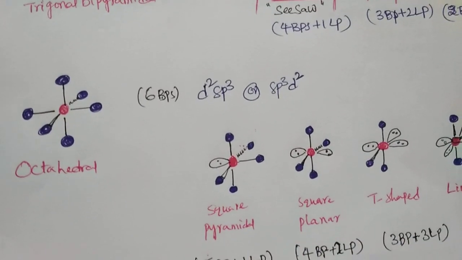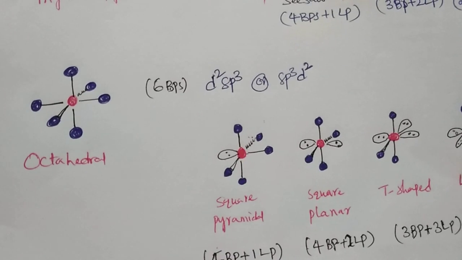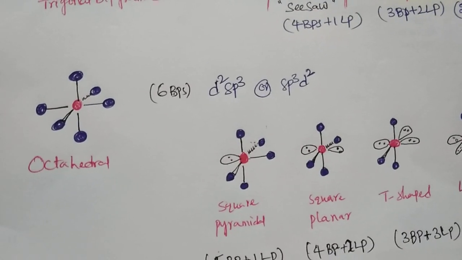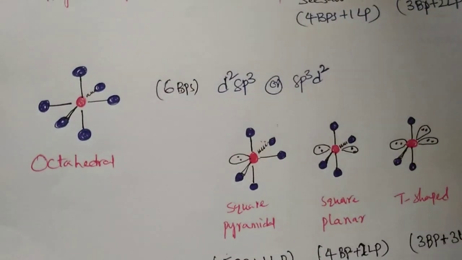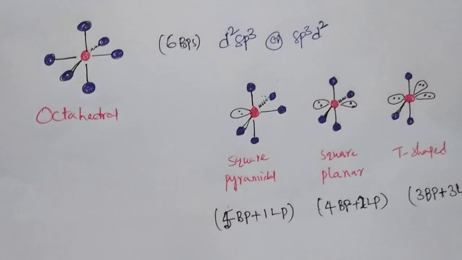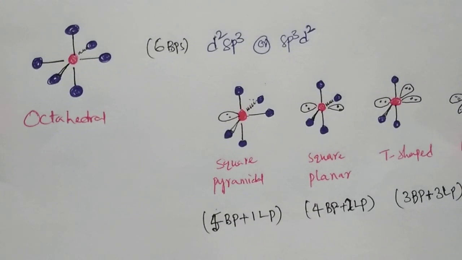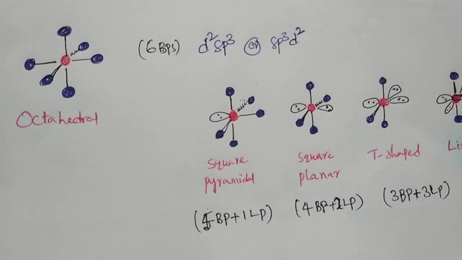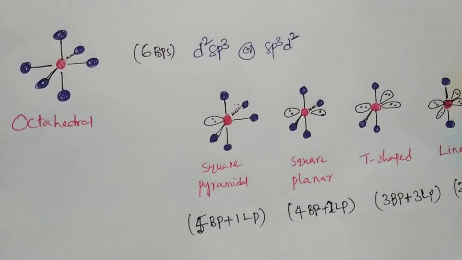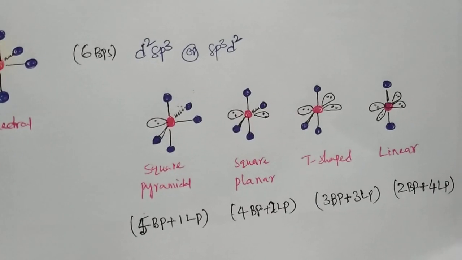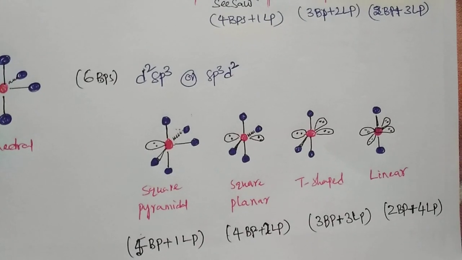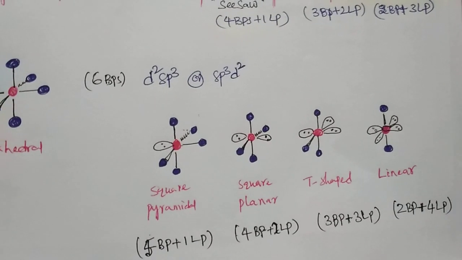Move on to this. One more lone pair comes in, so instead of six bond pairs, five bond pairs and one lone pair means square pyramidal. Four bond pairs, two lone pairs means square planar. Three bond pairs, three lone pairs means T shape. Two bond pairs, four lone pairs means linear.